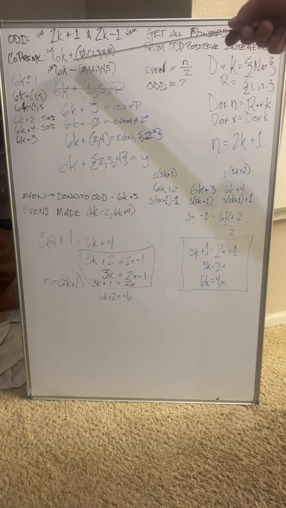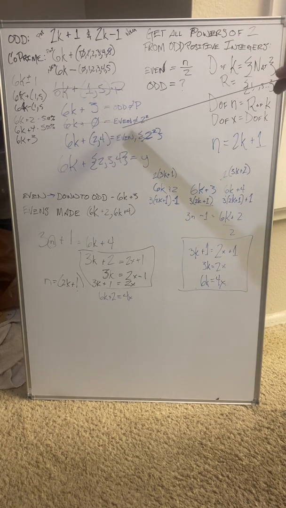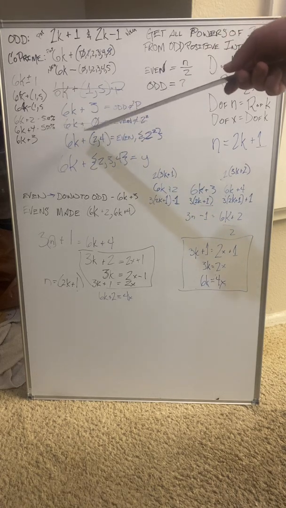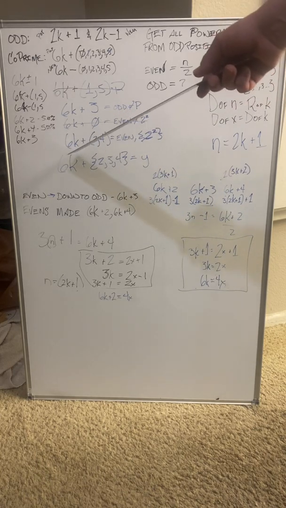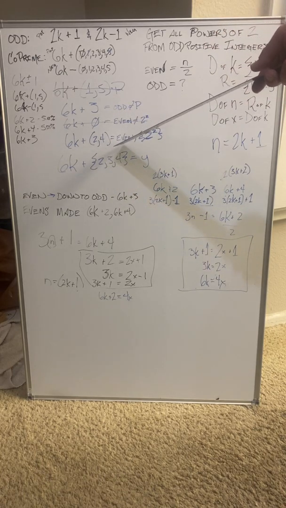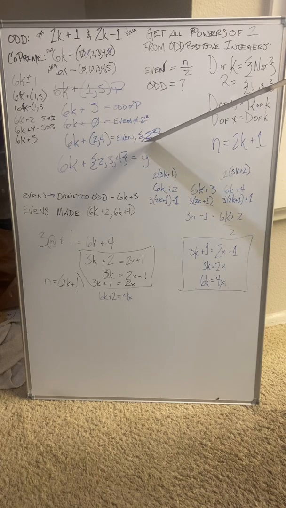6k plus 0. Those are even numbers, but you can't divide by 2 and get anything, so these are even numbers that'll never have a power of 2. And then we know that there's the 6k plus 2 and plus 4. These are even numbers that can contain a power of 2.